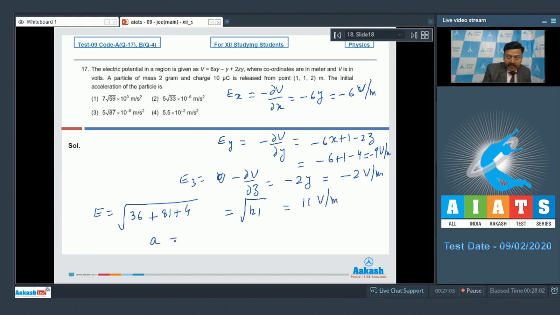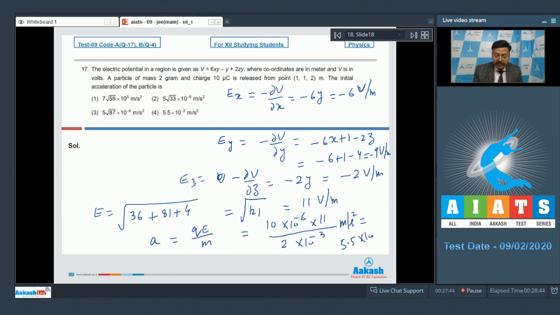The acceleration will be QE divided by m. So let's put the values now. Q is 10 microcoulomb, so it's 10 into 10 to the power minus 6. E we have is 11, and mass of the particle is 2 gram, that means 2 into 10 to the power minus 3 kg. Well, this unit will come out to be meter per second square. And now it's a simple matter of doing the division. After doing the division, you find that acceleration comes out to be equal to 5.5 into 10 to the power minus 2 meter per second square, which is matching with option 4. So option 4 is correct.